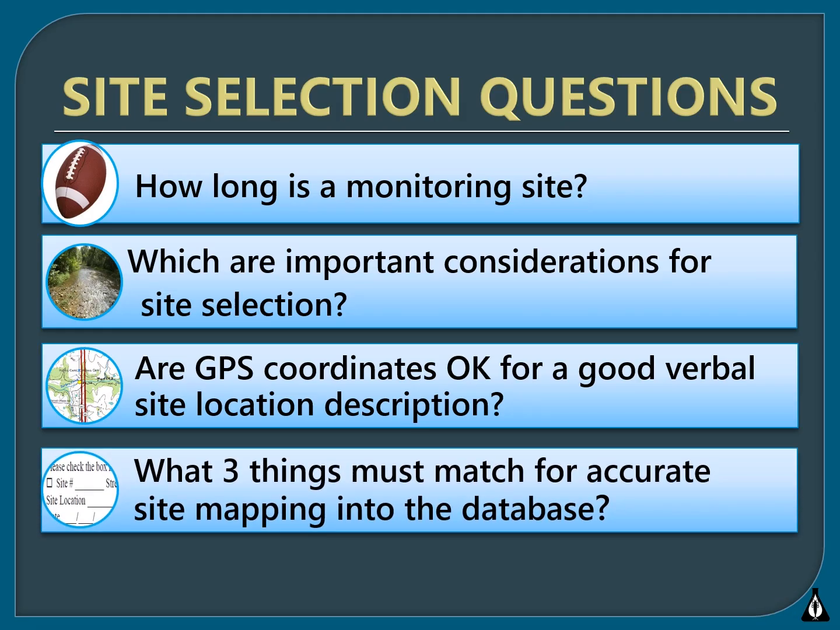What 3 things must match for accurate site mapping? That will be where you've identified your site to that verbal site description. And then if you have multiple numbers, just making sure those numbers make sense. So site and site description are the most important parts, and that number.